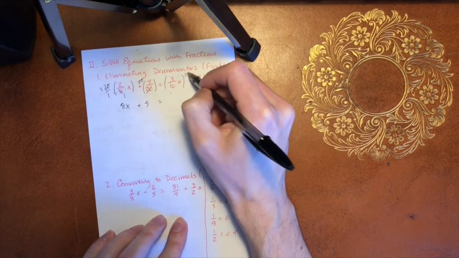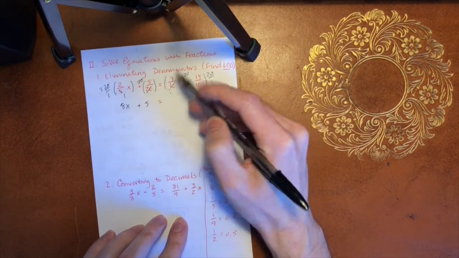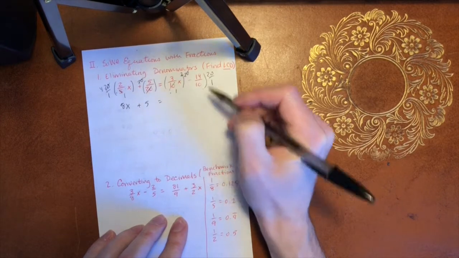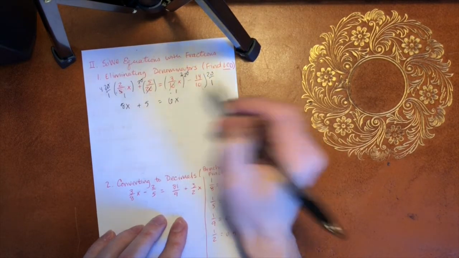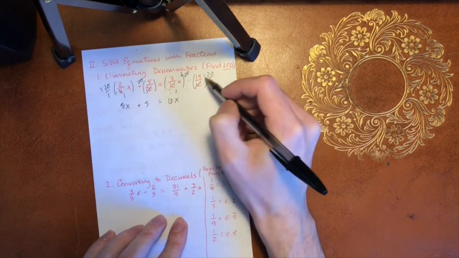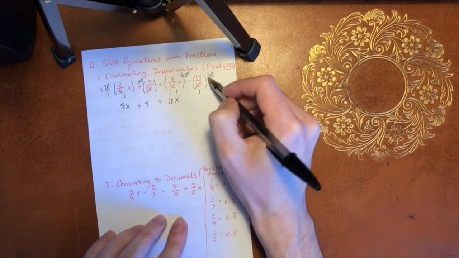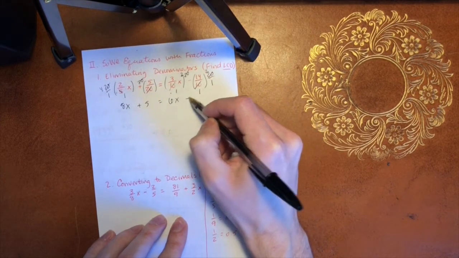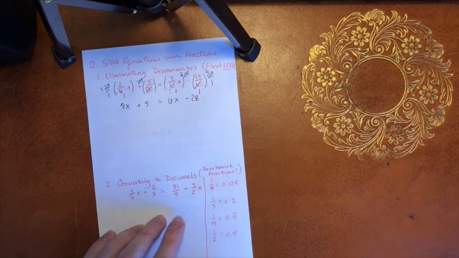Multiply this by 20. 20 and 10. 10 goes into 10 once. 10 goes into 20 twice. 3 times 2 is 6, so we have 6x. This 10 here cancels with this 20 once, twice. 14 times 2 is 28, so it's a minus 28.